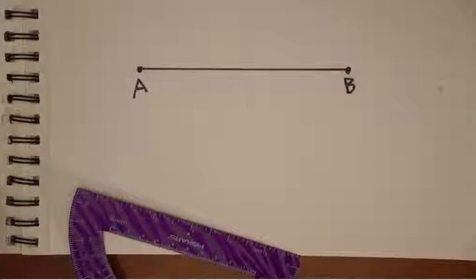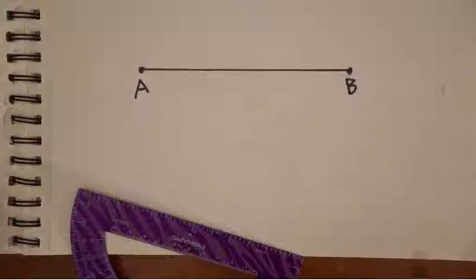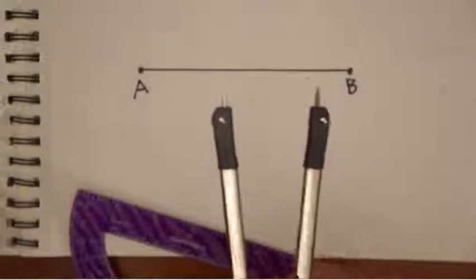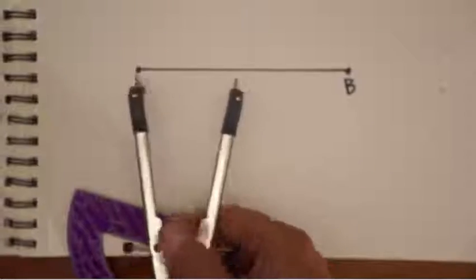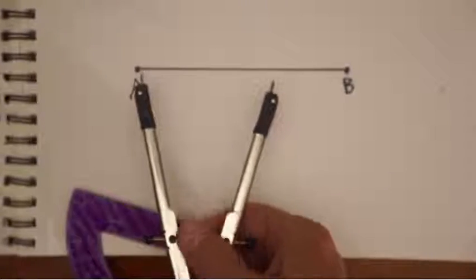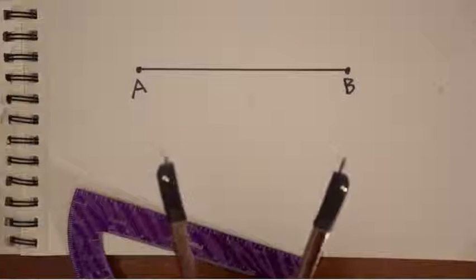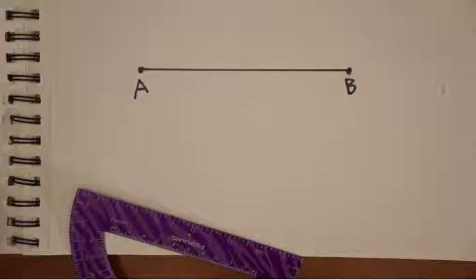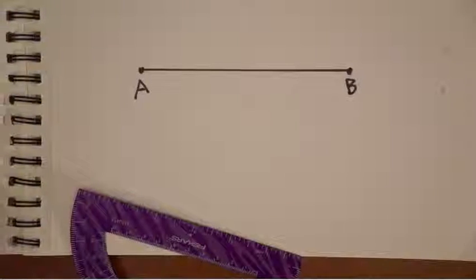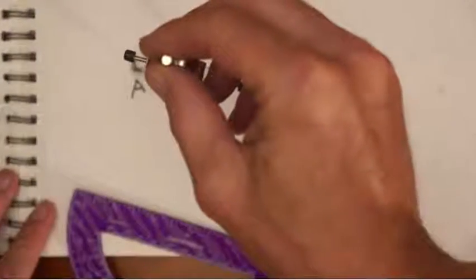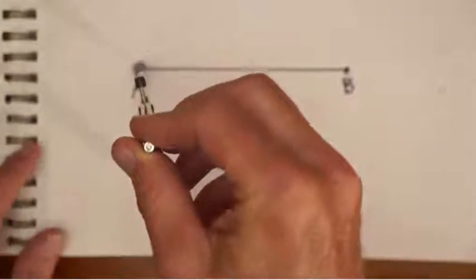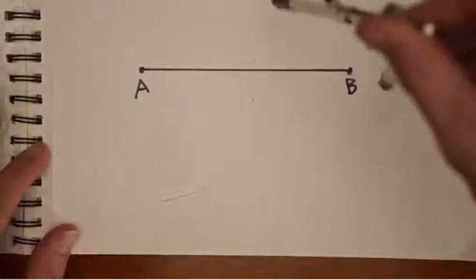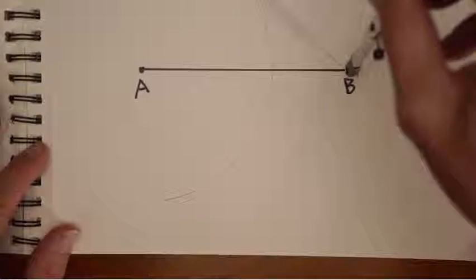What we're going to do first is we're going to take our compass and we're going to open up the gap so that it's visibly more than halfway between A and B. And what we're going to do then is we're going to create two arcs that intersect both above and below the line segment. So we're going to put the compass point on A, and we're going to create an arc. Then we're going to put the compass point on B, and we're going to create an arc, keeping the same compass gap.